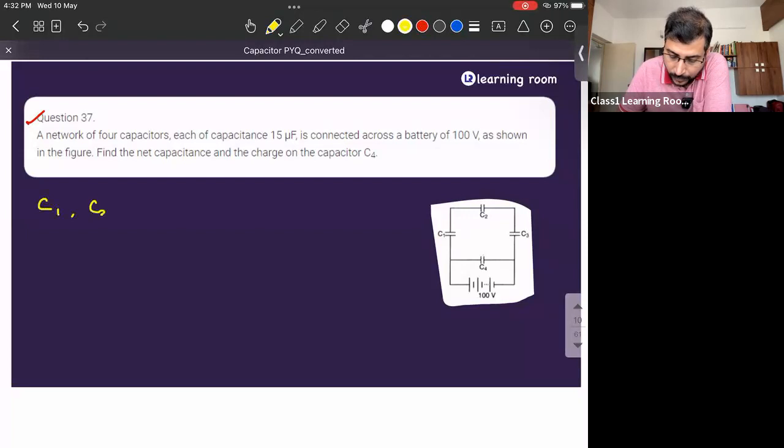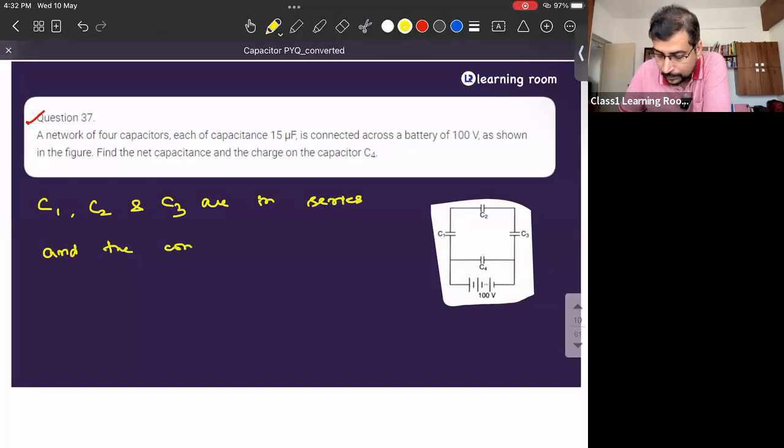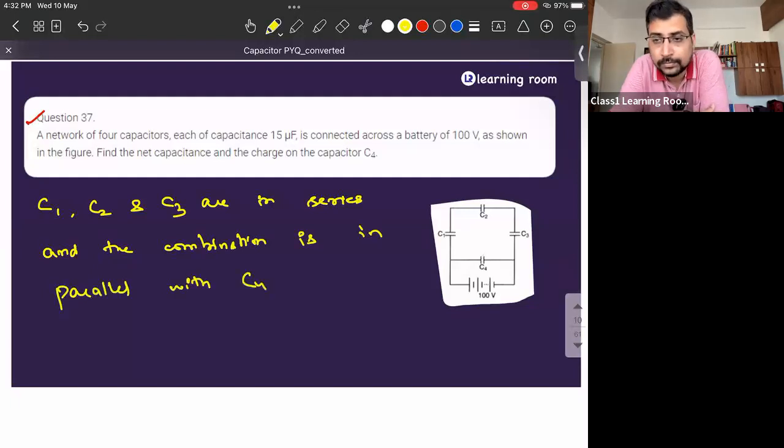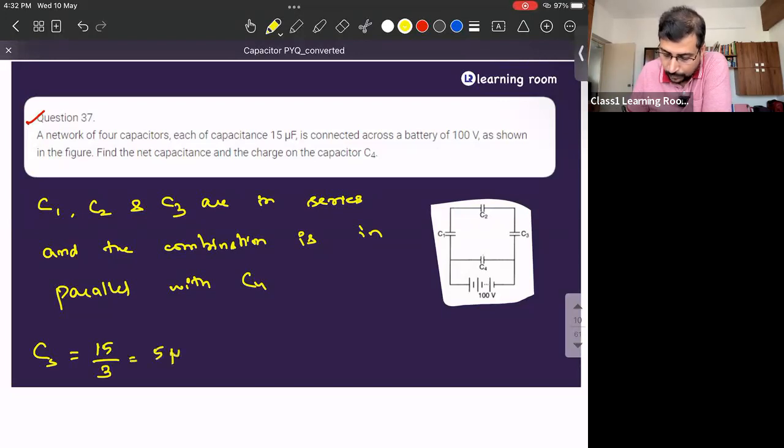We know that C1, C2 and C3 are in series and the combination is in parallel with C4. So for C1, C2, C3 being in series, what is going to be the equivalent capacitance? So what is CS? Since C1, C2 and C3 all are identical, it is going to be 15 divided by 3. So it will be 5 microfarad.